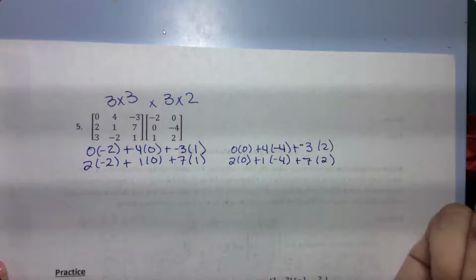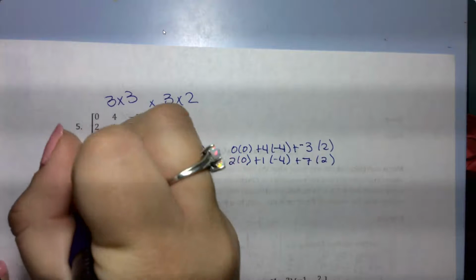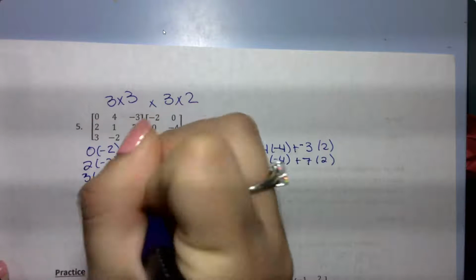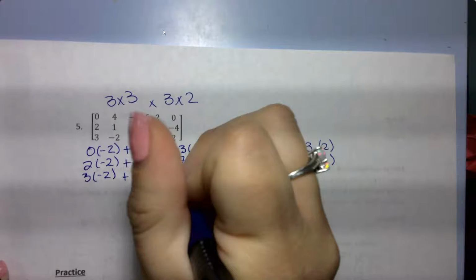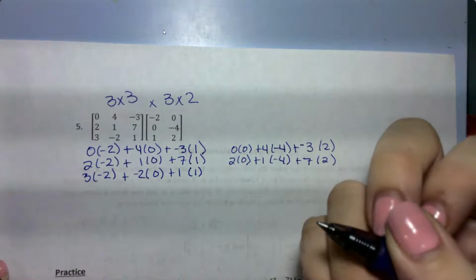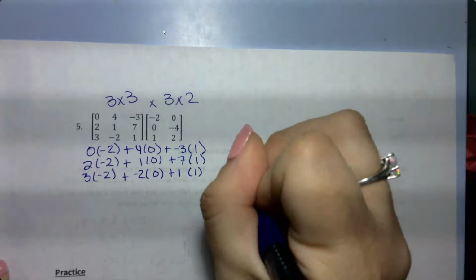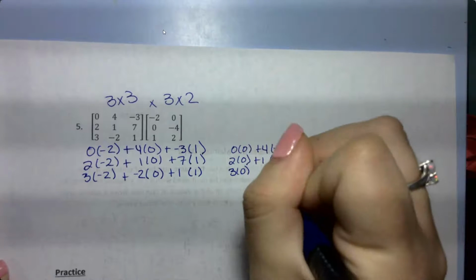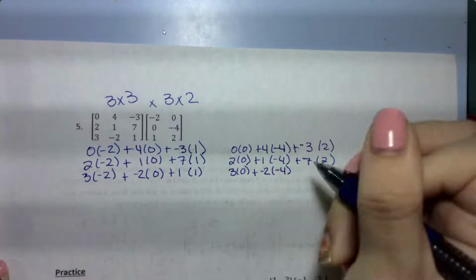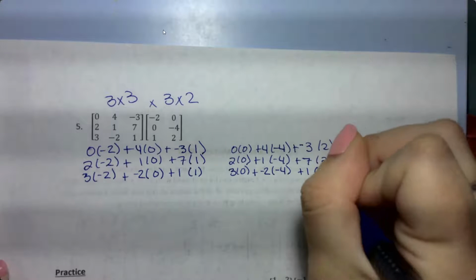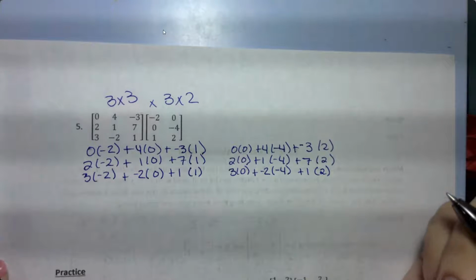Third row, first column, I have 3 times negative 2 plus negative 2 times 0 plus 1 times 1. Third row, second column, I'm going to have 3 times 0 plus negative 2 times negative 4 plus 1 times 2.